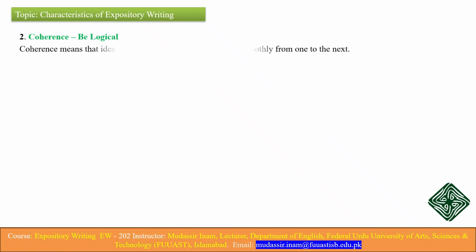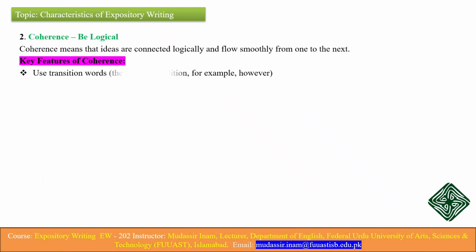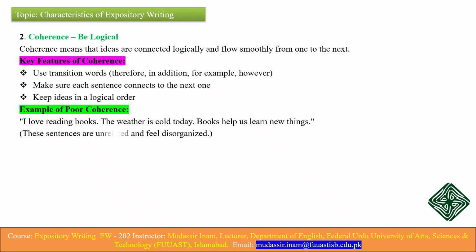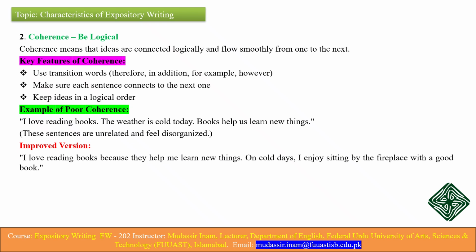Dear students, the next characteristic of expository writing is coherence. Coherence means be logical. Coherence means that ideas are connected logically and flow smoothly from one paragraph to the next. A well-written passage should feel natural and easy to follow. We can define that coherence means that your ideas should be connected logically. Each sentence should flow smoothly into the next.